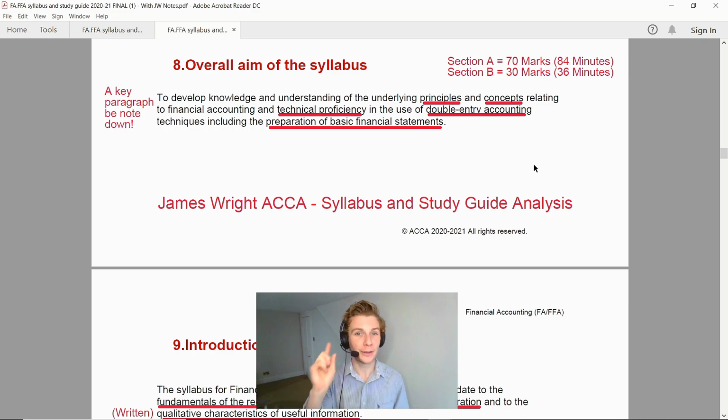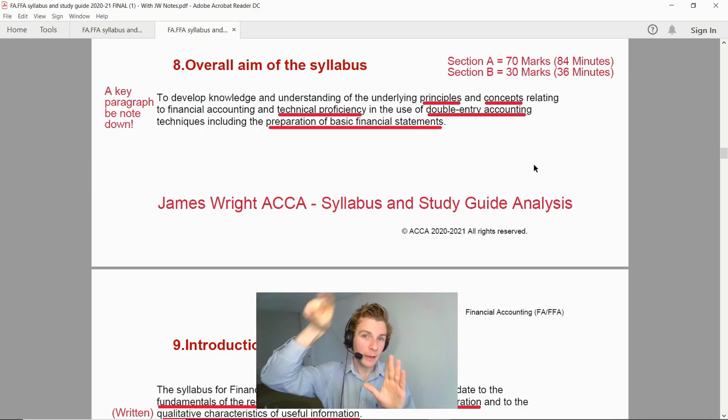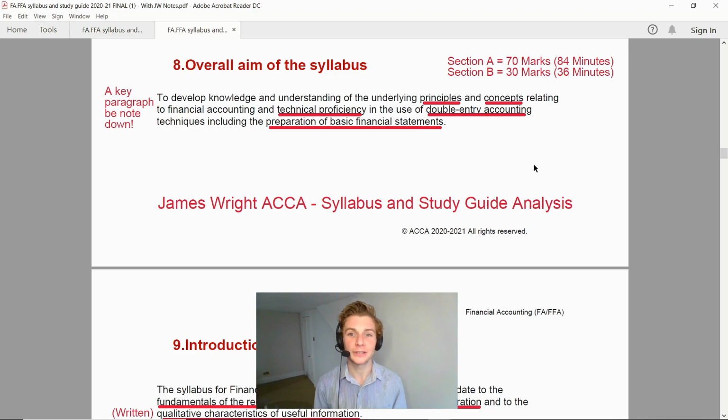It was all important, but the key words on here: understanding the underlying principles and accounting concepts. You've got to understand those with the technical proficiency, using your double entries, so your debits and credits, knowing what's an asset, an expense, a liability, income and capital. And then the techniques, including the basic financial statements, that relates into section B. So you can maybe do another note going back up to the top there.